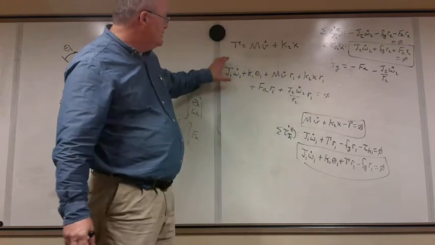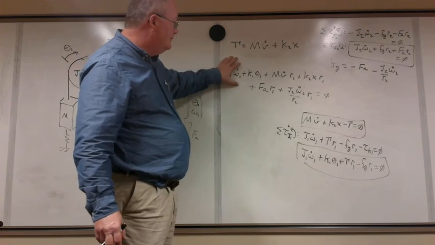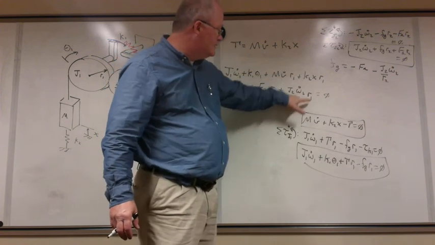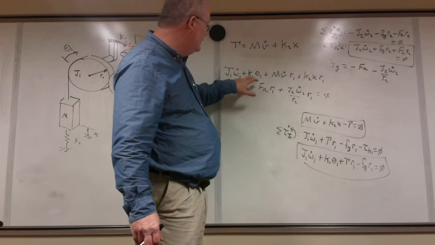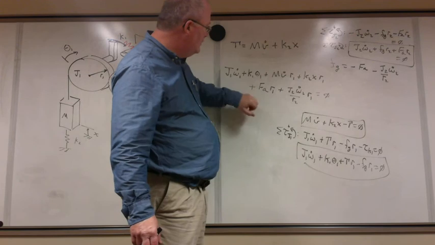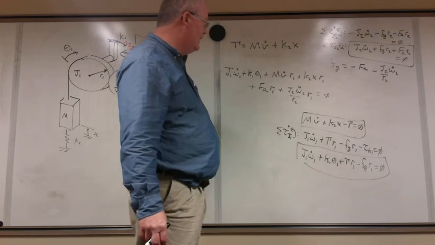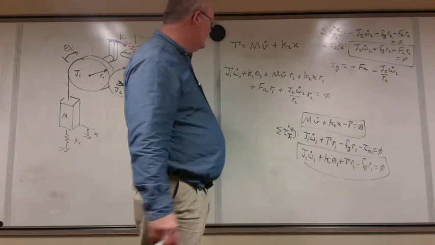What you see here is that we've got a J omega dot, some kind of acceleration term here. We've got another acceleration term here, and a third acceleration term over here. We also have a spring torque, an applied torque, and another spring torque like that. How do we substitute these, or what do we do to clear things up here?